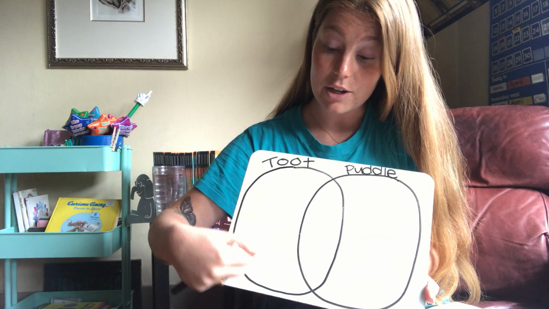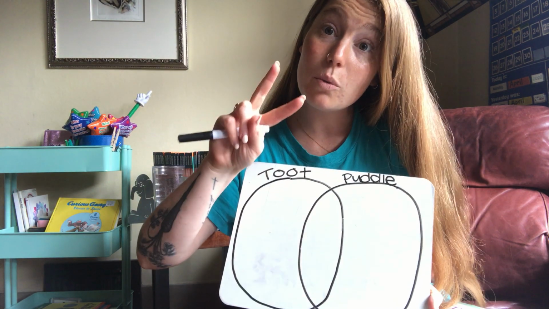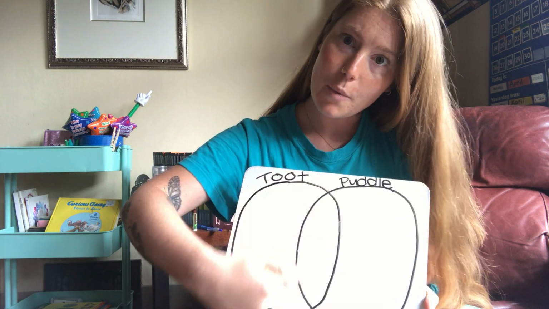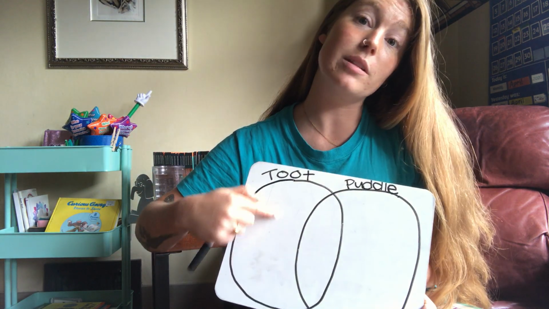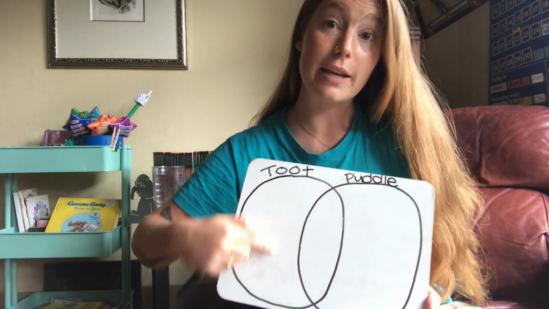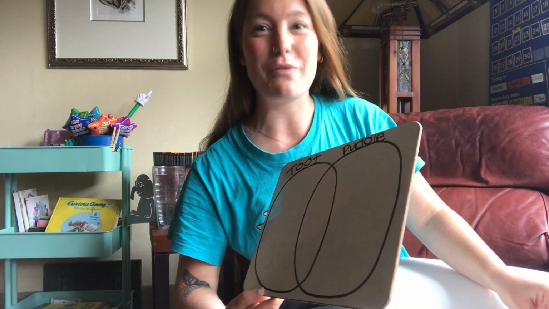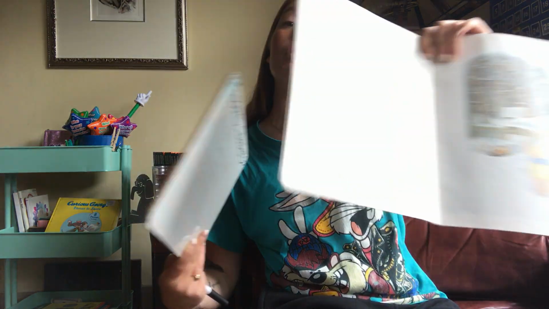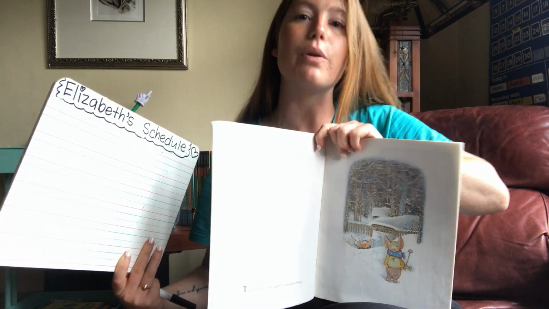Now in this section here, you see this big circle? I have two places where I can write. Same with here, two places. This is the place where I'm going to put things that Toot likes to do. Now, when I think about Toot, and sometimes if I mix up what character is who, or I want to find out a little bit more information, I go back through my text and reference my text to make sure I'm talking about the right person.